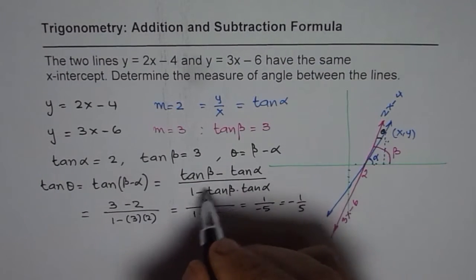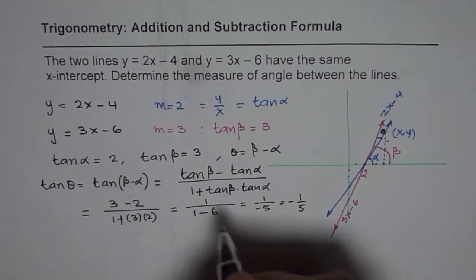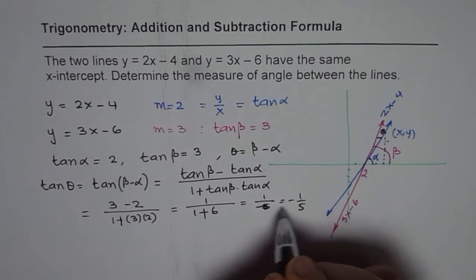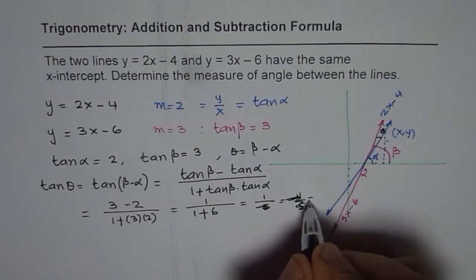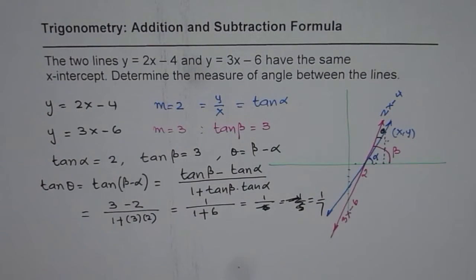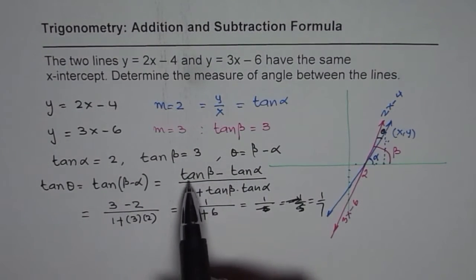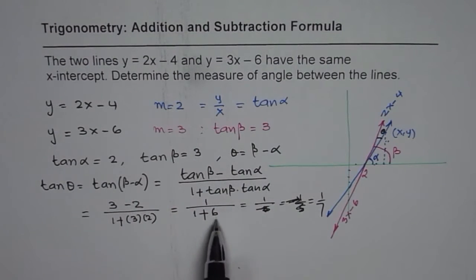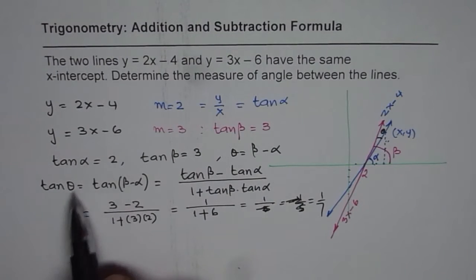And something is wrong here. This should have been plus, right? Okay, so I made a mistake. Okay, sorry for that. So it is equal to 1 over 7. It has to be positive. And I wrote the formula wrong. So it is tan beta minus tan alpha divided by 1 plus tan beta tan alpha. So we get 1 over 7 as tan theta.